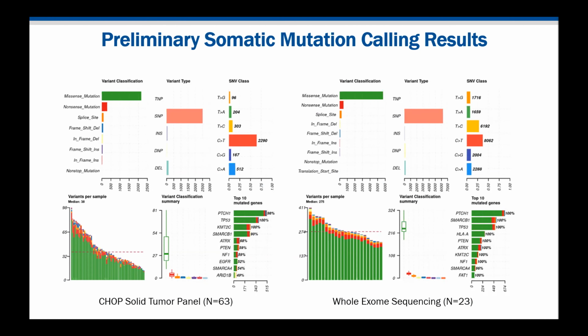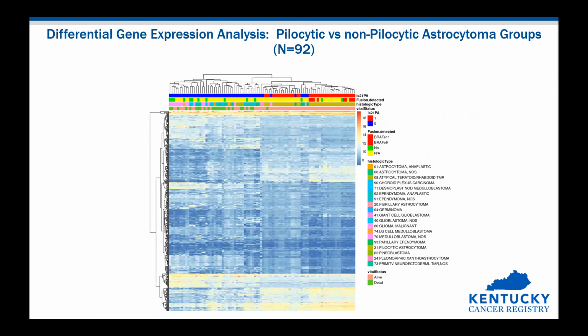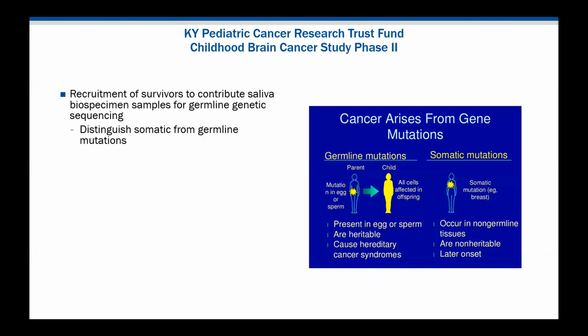We're already getting some really interesting results. CHOP's solid tumor panel results are shown here on the left. Whole exome sequencing results are shown on the right. So some really interesting data are already coming to light. Some of our investigators are intrigued by the prevalence of the KMT2C mutation that's showing up in both of these data sets. We've done some comparisons already, looking at RNA-seq data, comparing the pilocytic and non-pilocytic astrocytoma patients and their genomic profiles, and seeing some differences there.